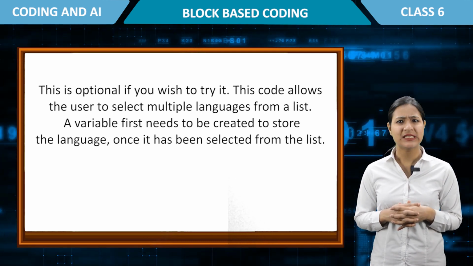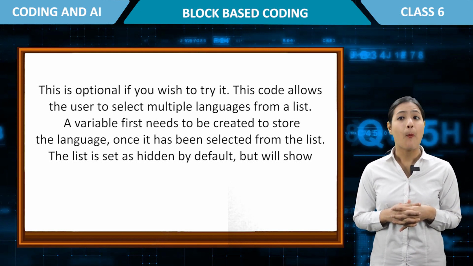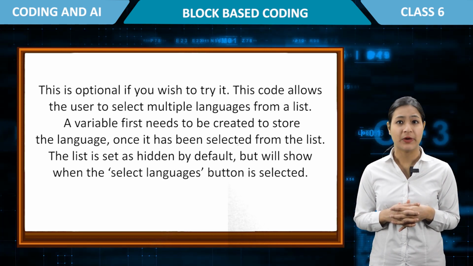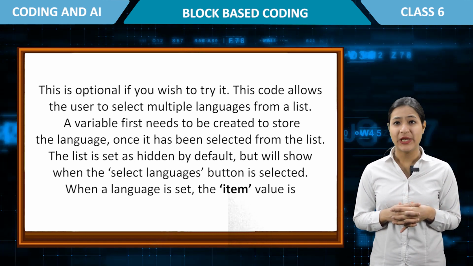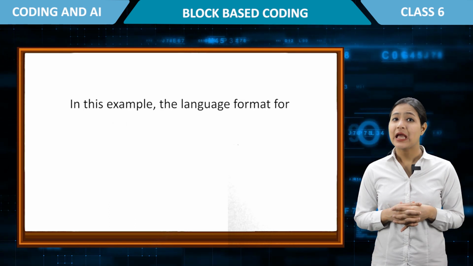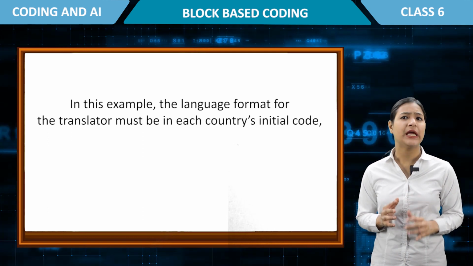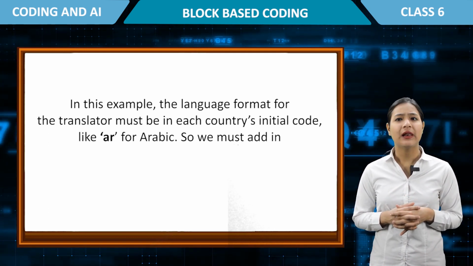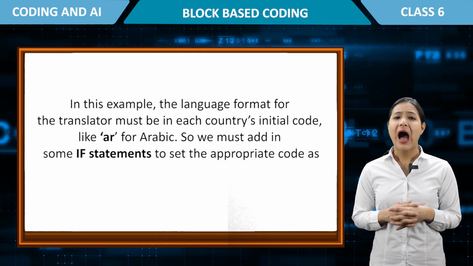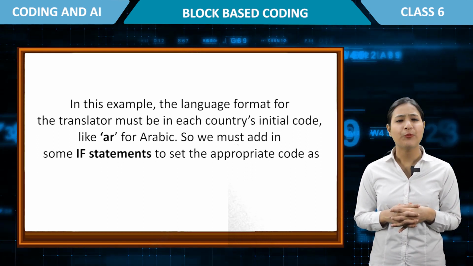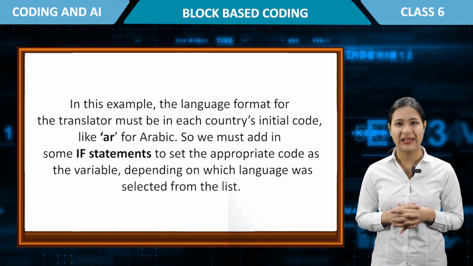Once it has been selected from the list, it is set as hidden by default but will show when the Select Languages button is selected. When a language is set, the item value is stored in the variable. In this example, the language format for the translator must be in each country's initial code, like AR for Arabic. So we must add in some if statements to set the appropriate code as the variable, depending on which language was selected from the list.